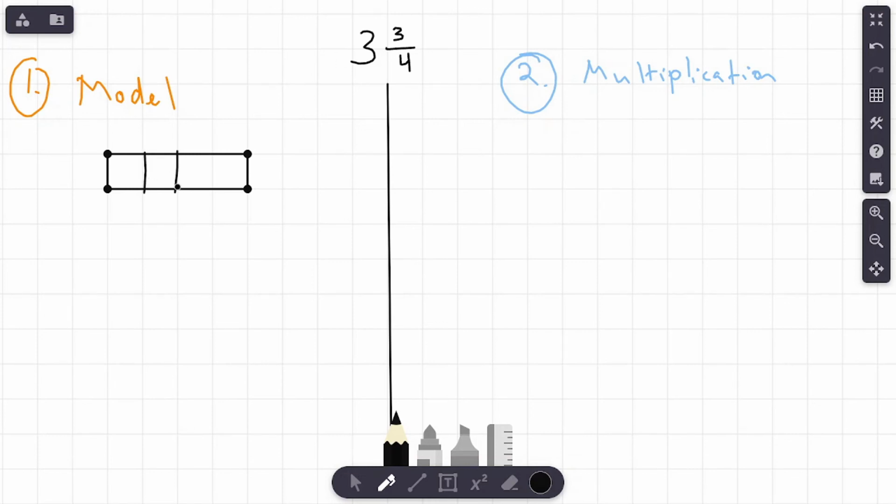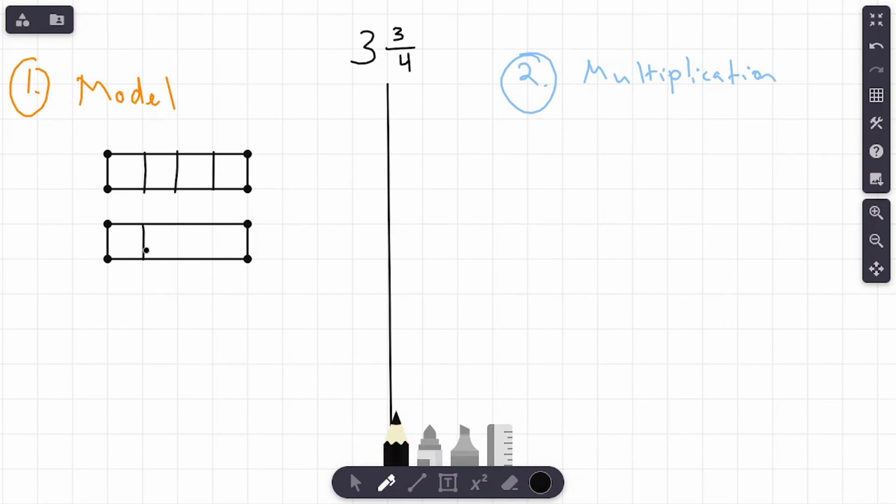There's 1, 2, 3, and 4. And again, our whole number is 3, so I need 3 whole models. That's what I'm going to do. I'm going to draw 3 whole models.